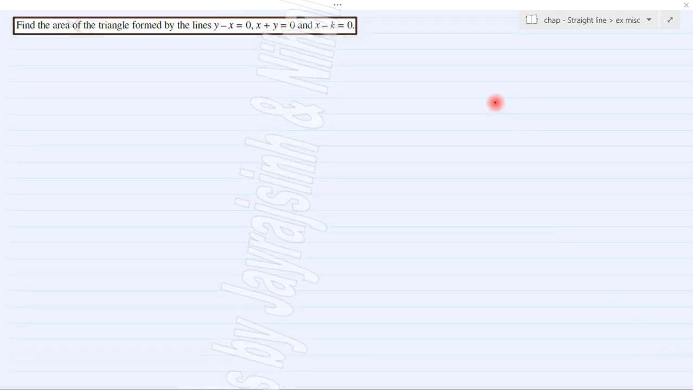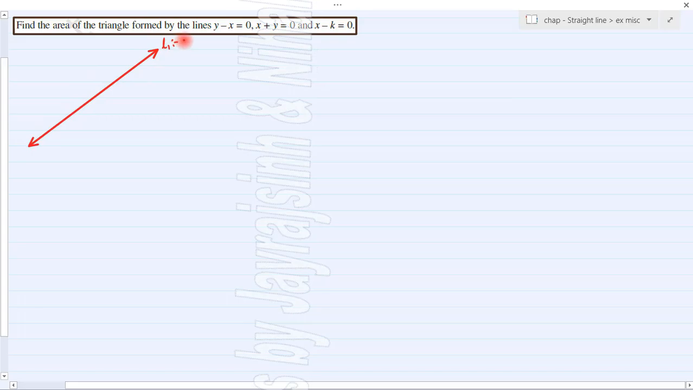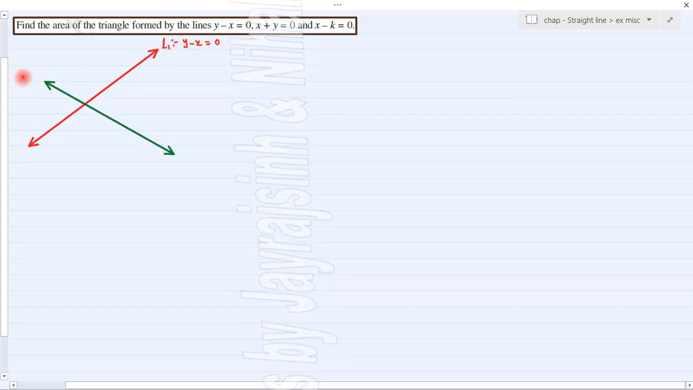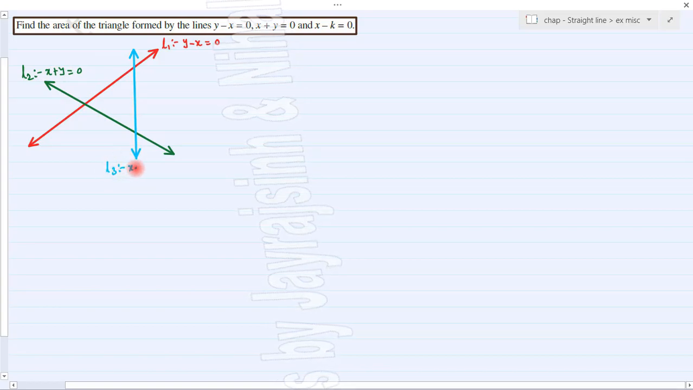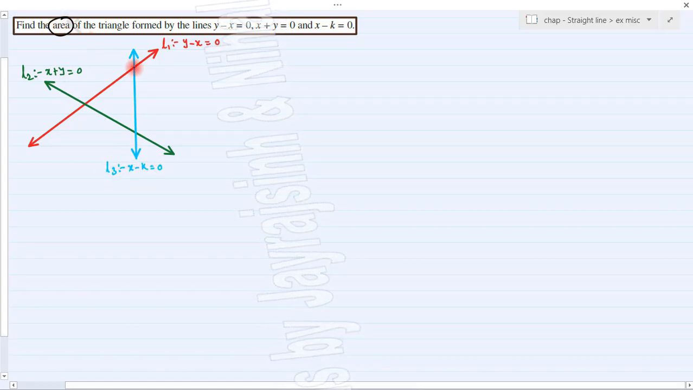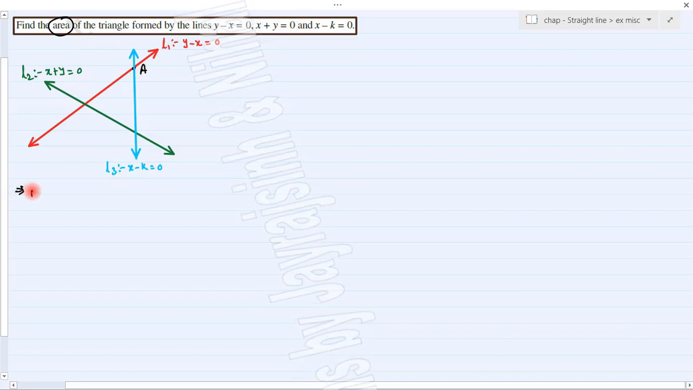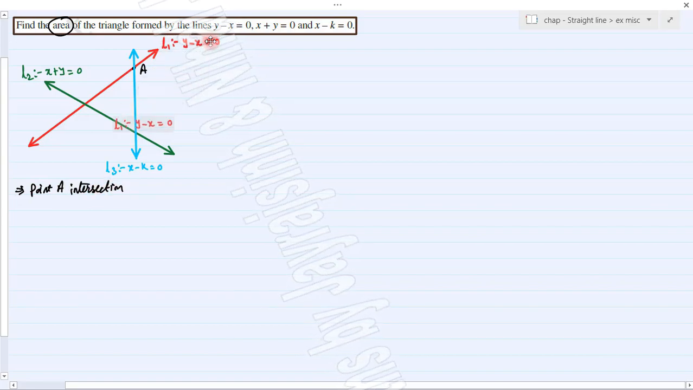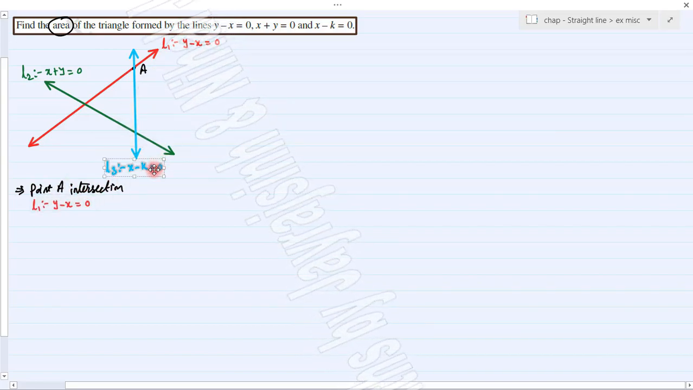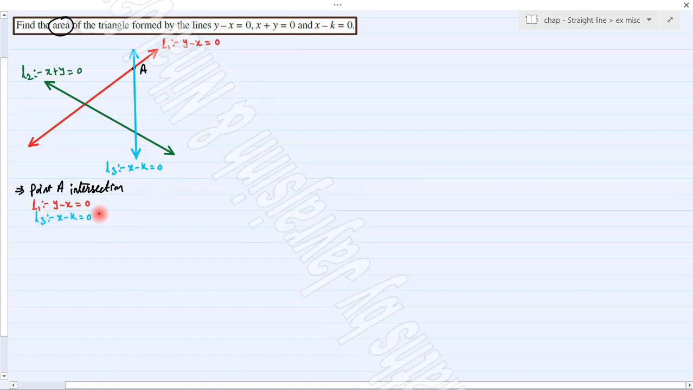In this question, you have to find the area of the triangle formed by three lines. First one, y minus x equal to 0. Second one, x plus y equal to 0. And third one, x minus k equal to 0. And for that, we have to find their vertices. Let's say point A is the intersection of line L1 and L3. So we have to solve these two equations.